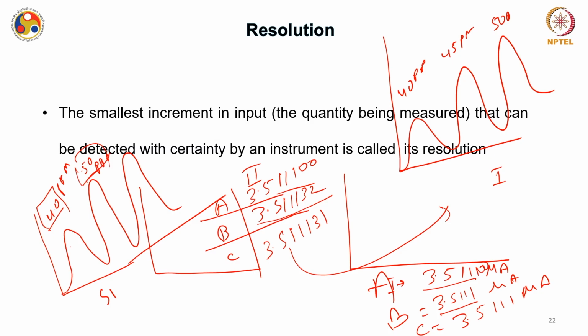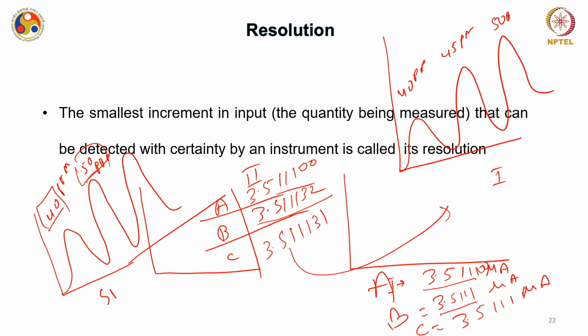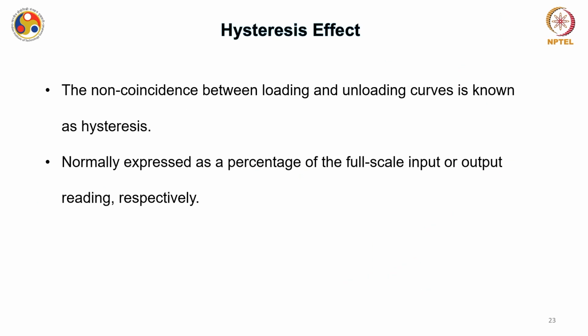So, that is why, in the definition of resolution I mentioned, the smallest increment in the input or the quantity which is being measured that can be detected with certainty by an instrument is called the resolution. All right. So, sometimes resolution is a very crucial factor or characteristic for an instrument. Next characteristic that we are going to talk about is the hysteresis effect.